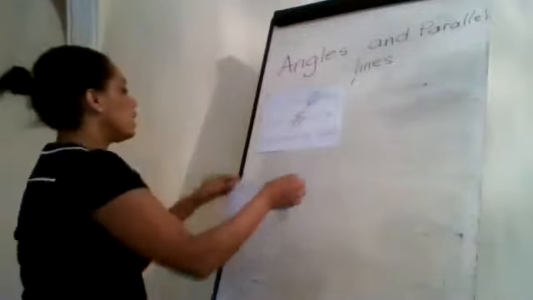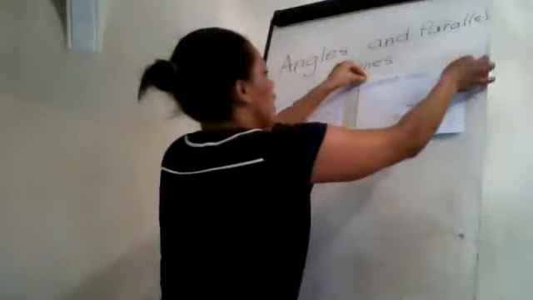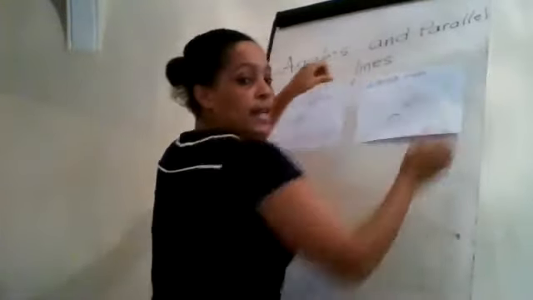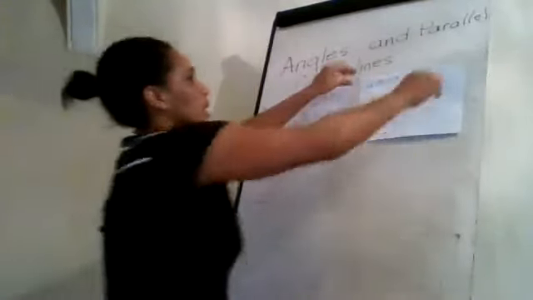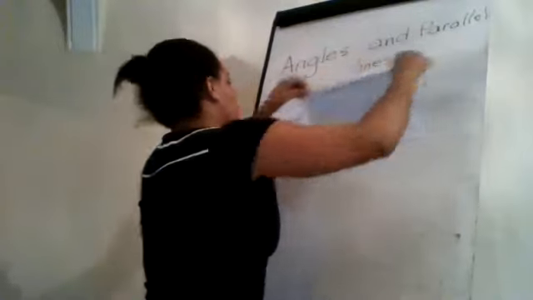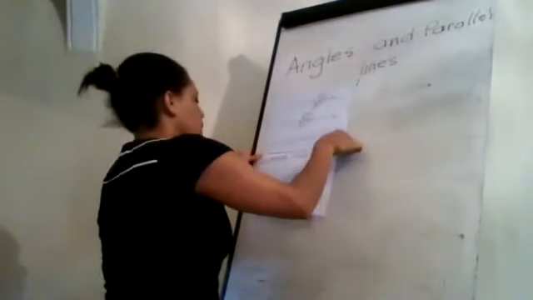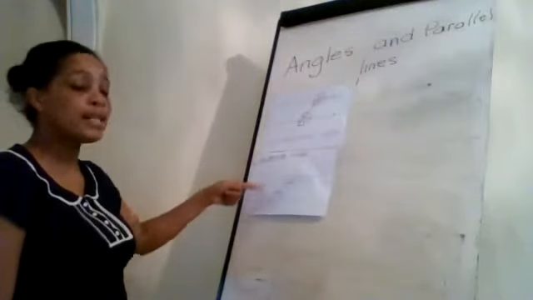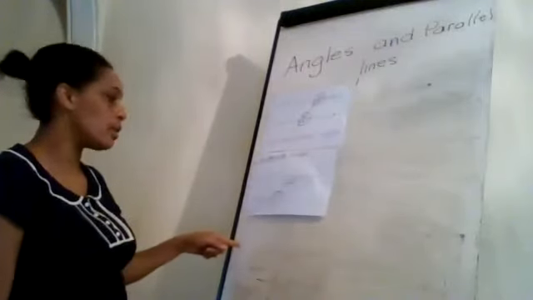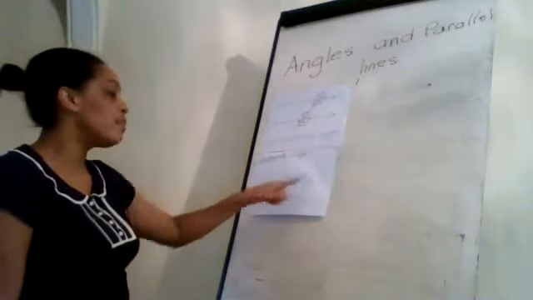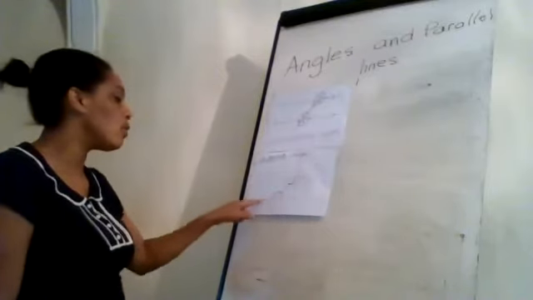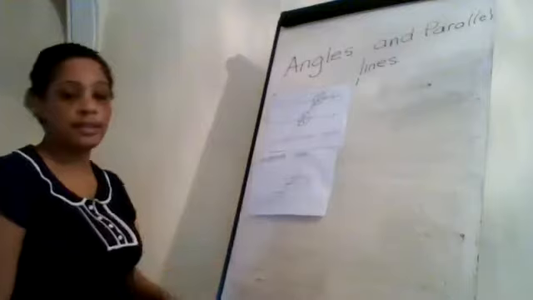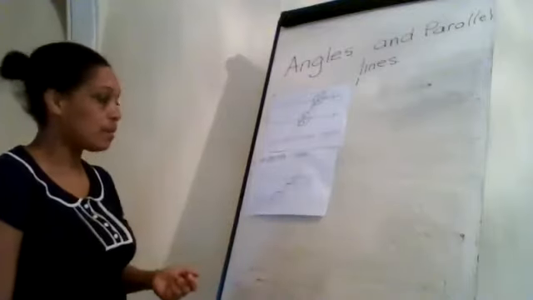Next one we looked at, alternate angles. Okay, let's put them in order. Let's put that one here. Alternate angles, again, we need to identify the parallel lines, and here we have a transversal. Alternate angles can be visualized by looking for the letter Z. They are not on the same side.